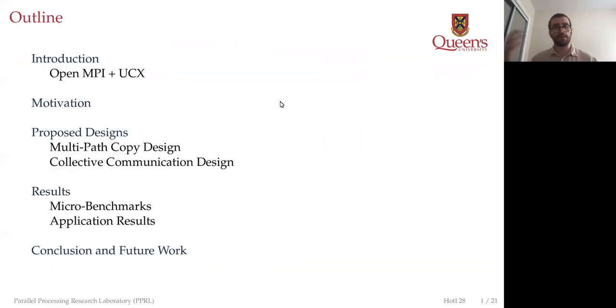So the outline of my presentation: I am going to introduce some background information such as OpenMPI and UCX, and then what motivated us to do this work. And then we'll go over our proposed designs. In this paper, we had two parts: our multipath copy design, and then a collective communication design, which is our multipath copy used in the context of a collective. Then we will move on to our results, where I looked at the microbenchmark layer and then the application layer. And finally, I will conclude our work and what we plan to do in the future.